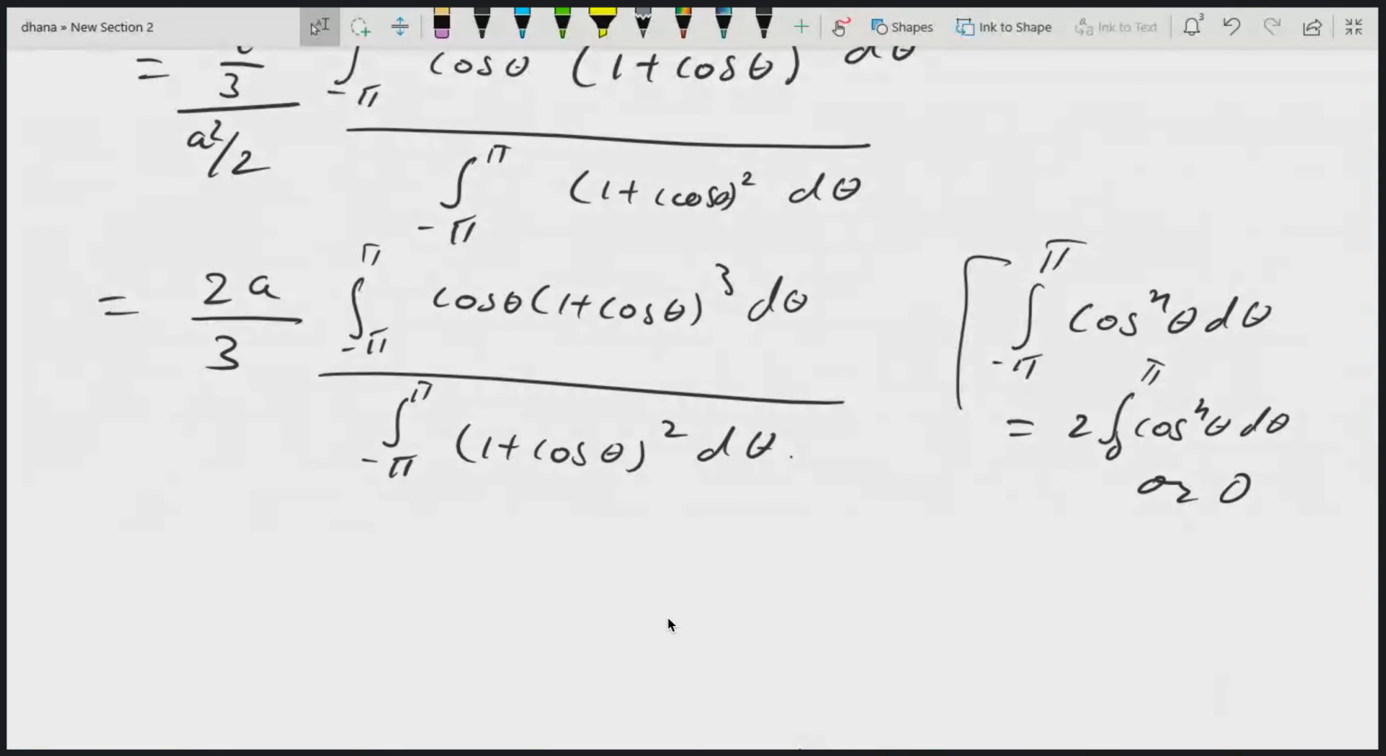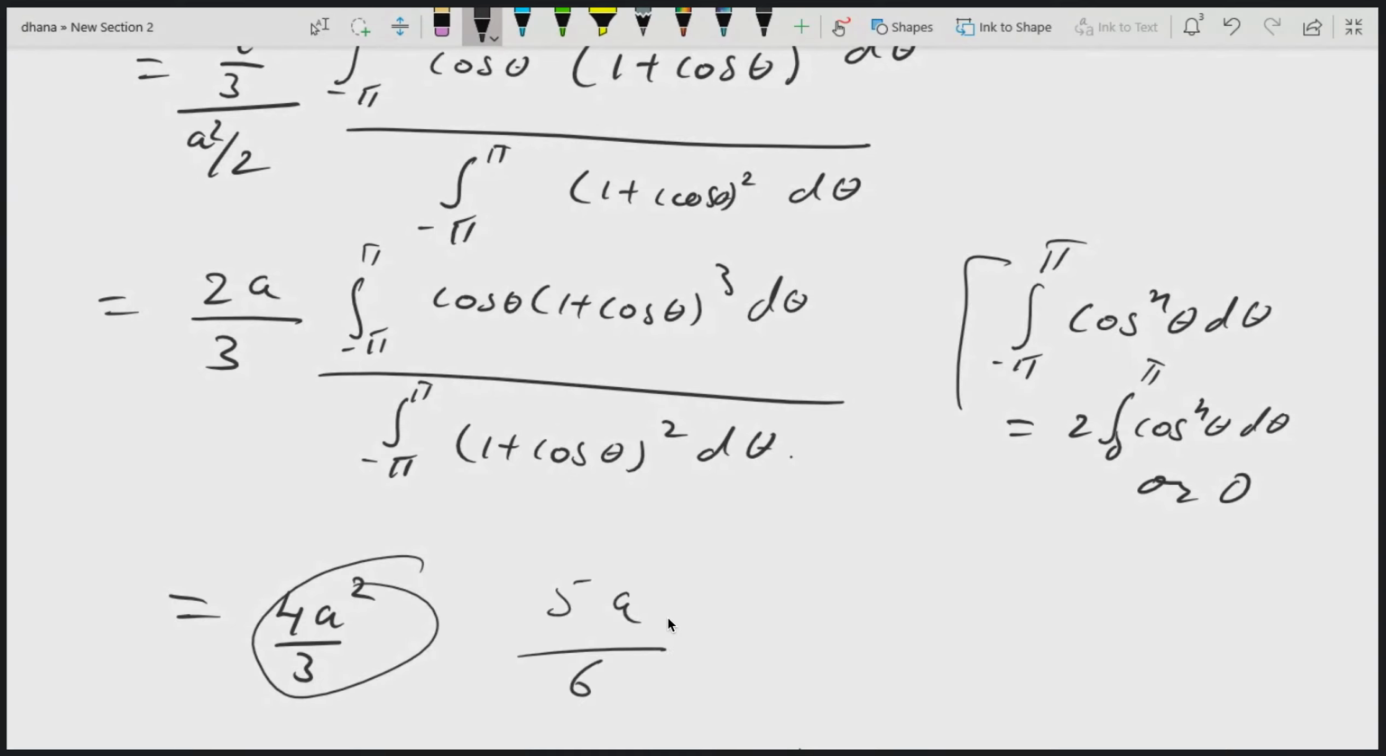Got it? Four a square by 3, ma'am? Answer you are telling? Yes, 4a square by 3. No, no, no. You check one more time. 5a by 6. Yeah, 5a by 6. So this is not the answer. 5a by 6 you will get. What about others?